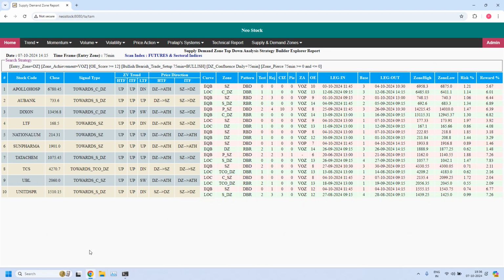10 stocks. Out of 12, 10 stocks are filtered. All these 10 stocks are having a 75 minute zone that is part of the daily demand zone. And the daily trend is uptrend for all these 10 stocks. If any of them have daily EMA confluence, they are high probability setups. So let's verify.